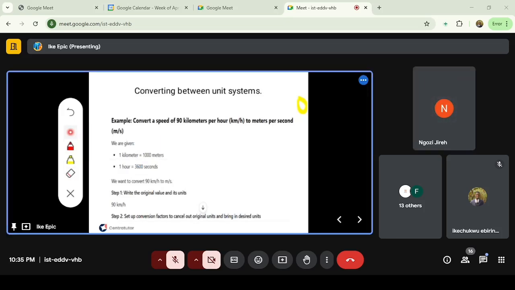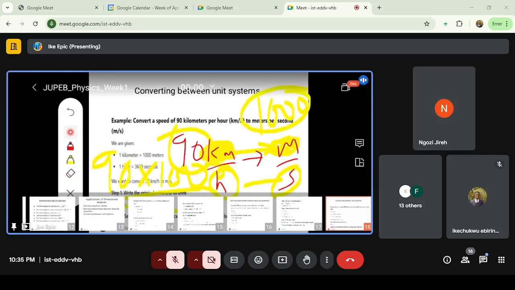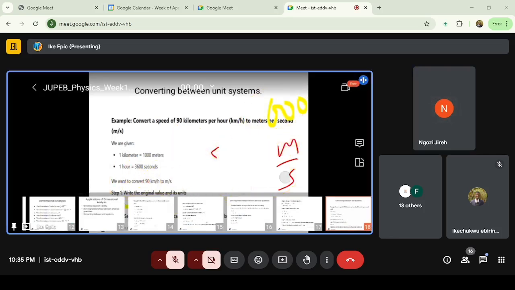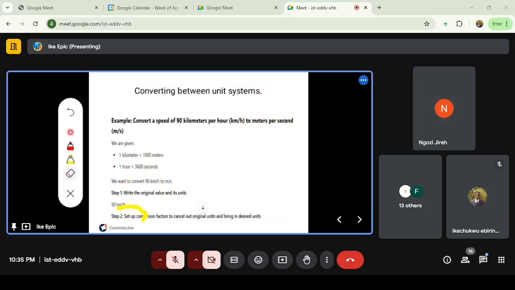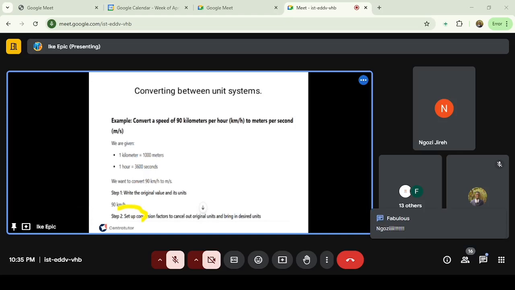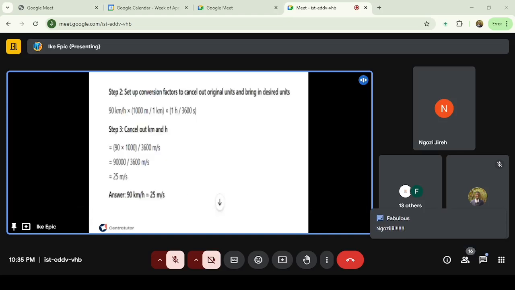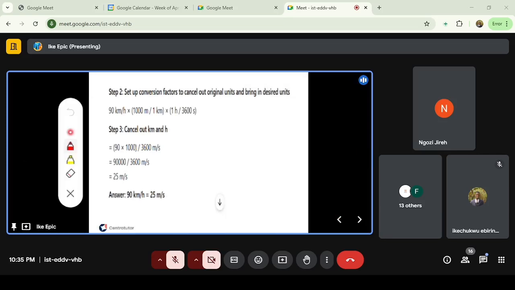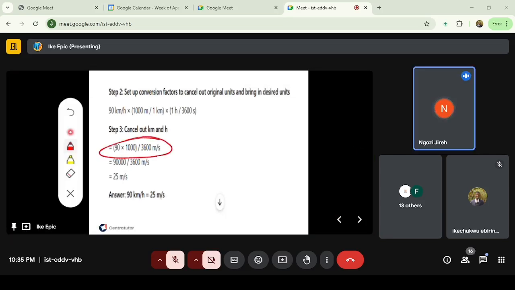That's what we'll do in this case. We'll convert it using that form of conversion: 90 times 1,000 divided by 3,600. That's what we had here.